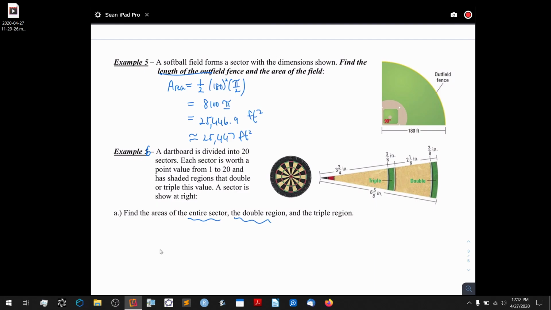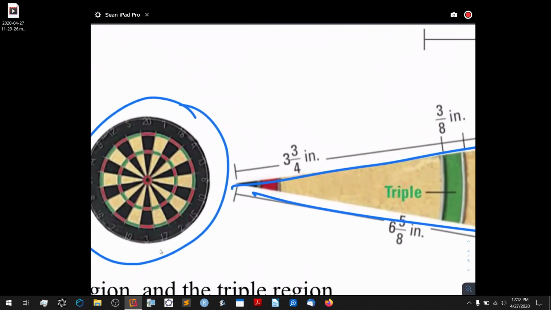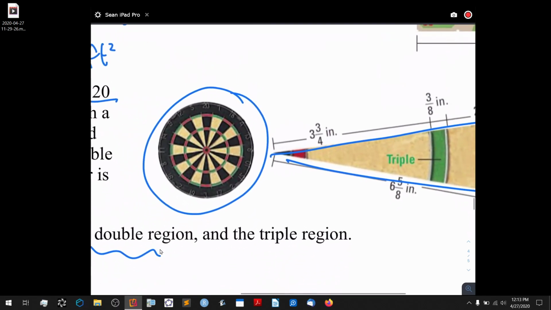Okay, and so here's a dartboard, and they're saying it's divided into 20 sectors. So there's a sector of the dartboard. If you look carefully here, they took one of these sectors and just blew it up, and it looks like that. So there are 20 of them in here.